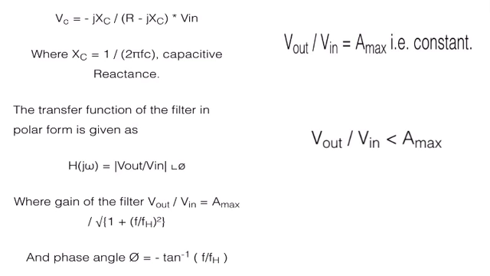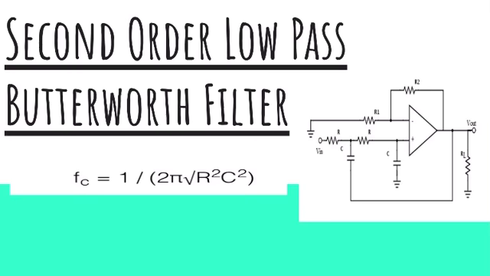Next we have the topic called the second order Butterworth filter. That is the circuit diagram of a second order Butterworth filter. An additional RC network connected to the first order Butterworth filter gives us a second order low pass filter. This second order low pass filter has the advantage that the gain rolls off much faster beyond the cutoff frequency in the stop band.